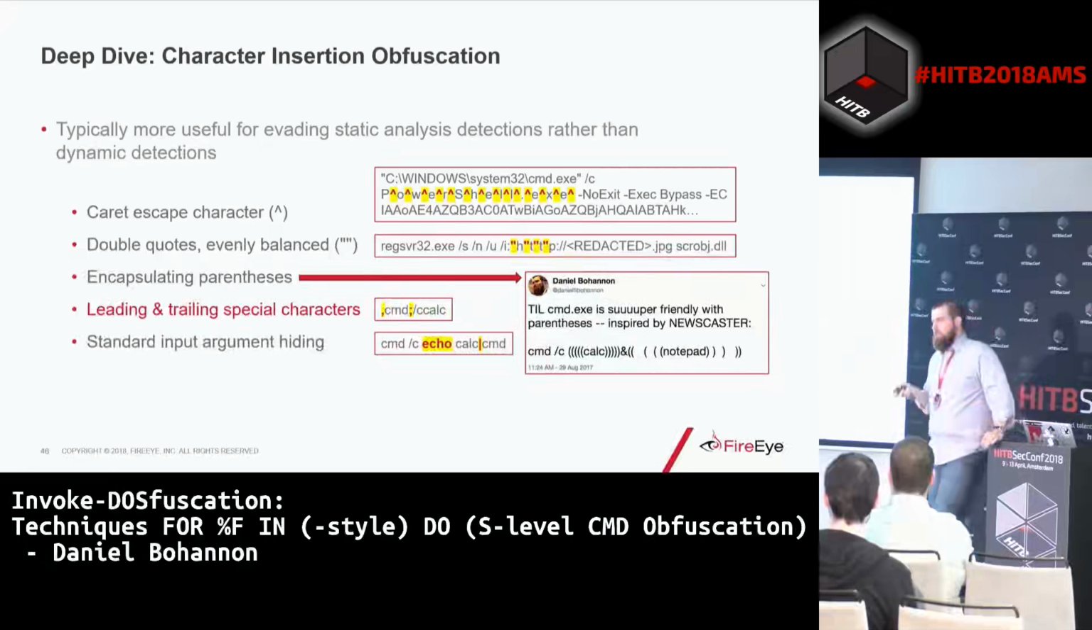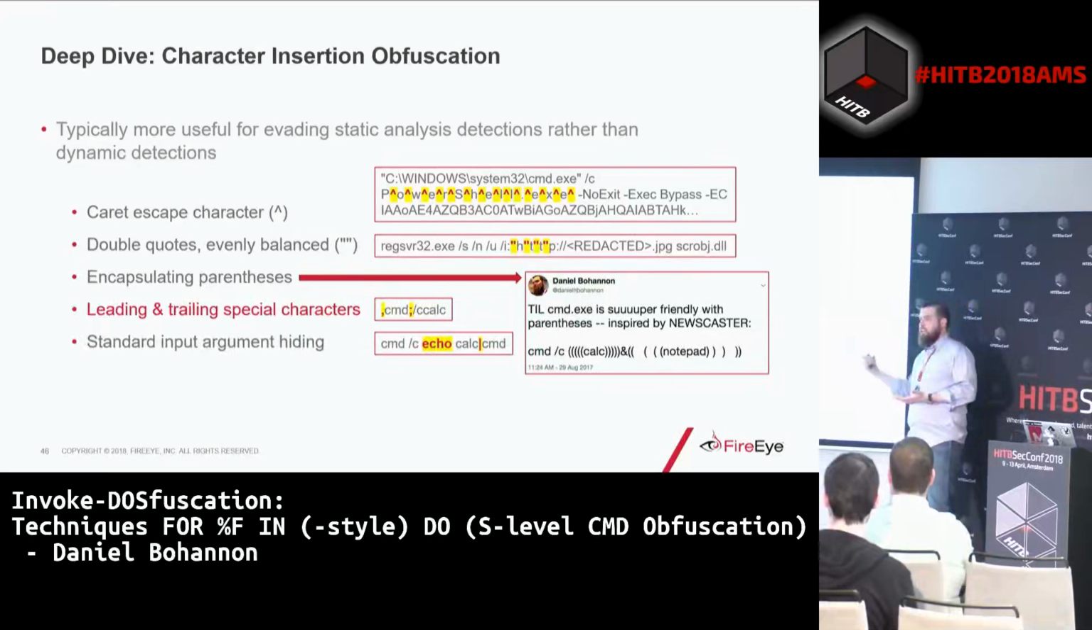But basically, you can take commands and subcommands and wrap them with as many layers of evenly balanced parentheses as well. Now, this could be important if you have some rigid detection that's looking for things like multiple commands chained together with ampersands or pipe or something like that. And if you're only looking for white space between those, then parentheses are now going to break that detection.